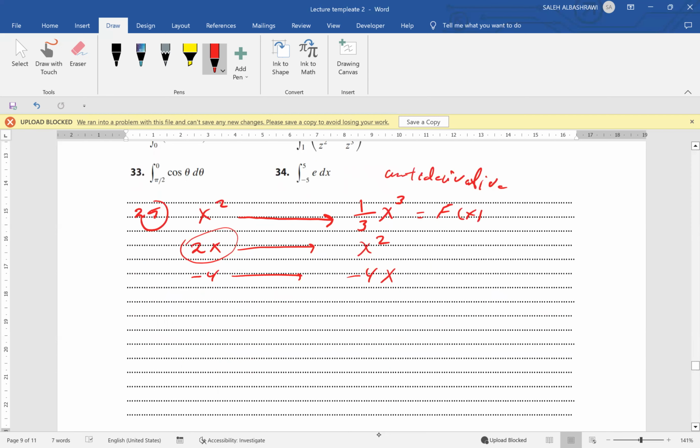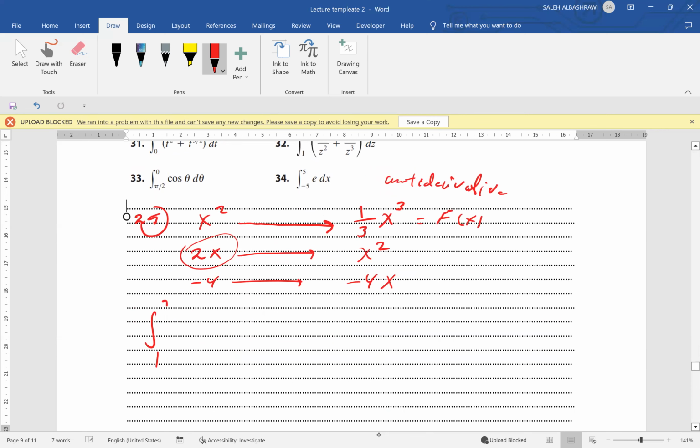It means the integration from 1 to 3 of x squared plus 2x minus 4 dx is equal to 1/3 x to the power 3 plus x squared minus 4x, and we need to evaluate it between 1 and 3, which is equal to F of b, F of the upper limit, minus F of the lower limit.